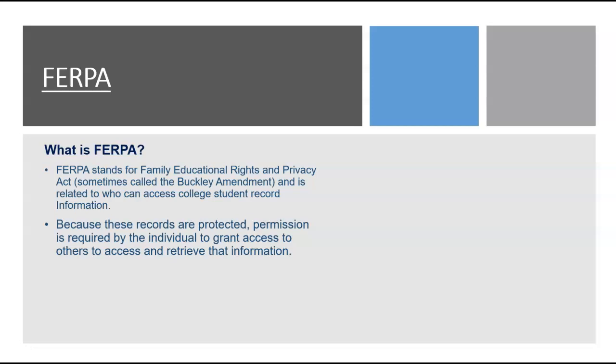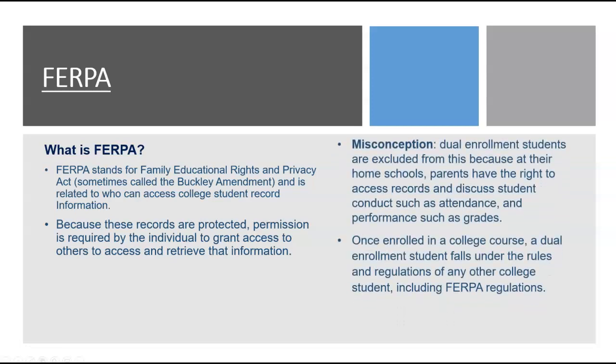that information. A common misperception is that dual enrollment students are excluded from this because at their home schools, parents have the right to access records and discuss student conduct such as attendance and performance such as grades. This is not the case when a student is dual enrolled in a college course. Once enrolled in a college course, a dual enrollment student falls under the same rules and regulations of any other college student, including FERPA regulations.